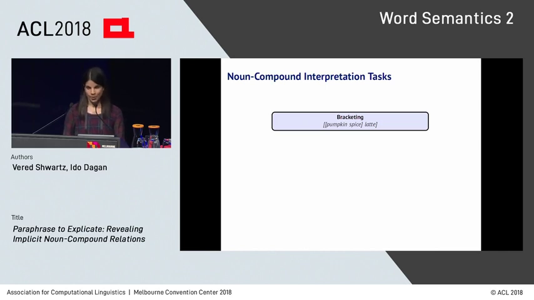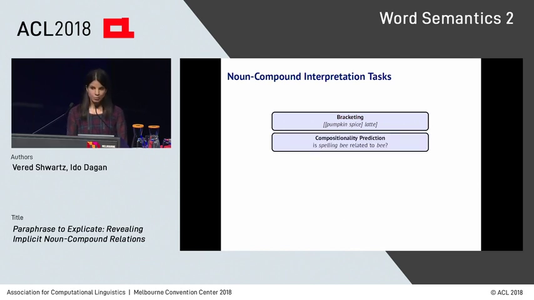There are many noun compound interpretation tasks, starting from bracketing. If you have more than two words, you need to know the relation between them, which words are the heads and which are their modifiers. For example, you would want to know that it's pumpkin spice latte and not pumpkin spice latte. Then there's compositionality prediction: to what extent is the meaning of the compound derived from the meaning of its constituents. For example, spelling bee is non-compositional because it's not related to bees.